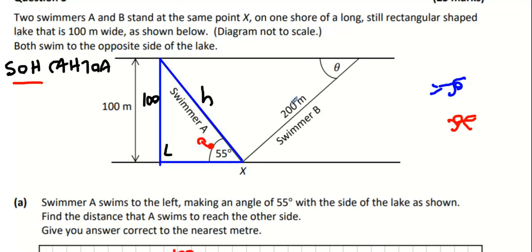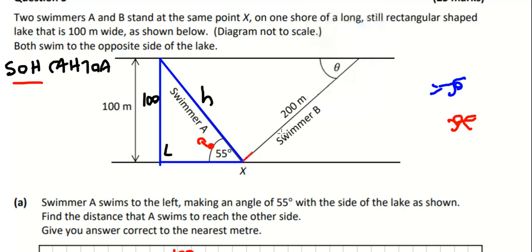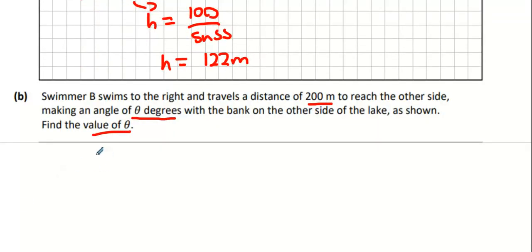So here's what happens. He goes 200 meters this way, and we know that this length from here to here, we'll call this one our red triangle. Okay, so here it is here, and this is our red triangle. And what happens is this is the length of 100, because we know here to here is 100, and we know here to here is now 200. So we still have sine. Sine theta equals opposite over hypotenuse. So sine theta equals 100 divided by 200.